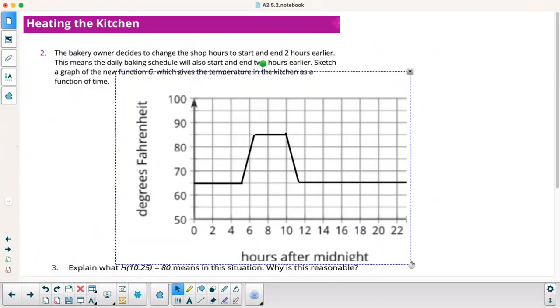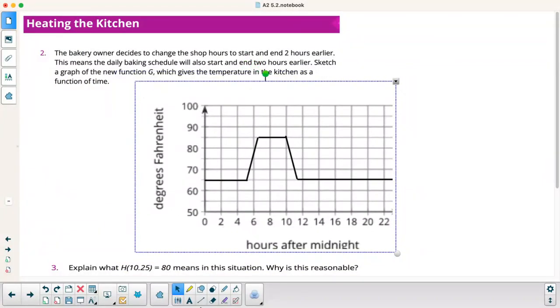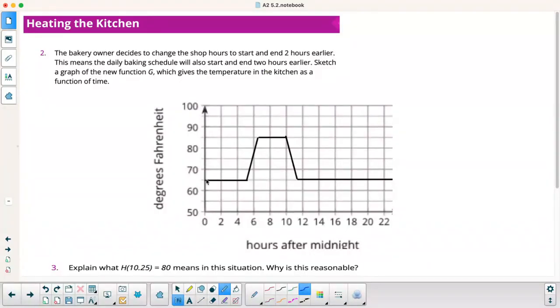I'll just put it right here. Okay, so that's the original. So what I need to do is, if I'm going to start 2 hours earlier, everything basically has got to move to the left. So here's what I'm going to do. I'm going to trace it. I'm just going to move everything to the left.